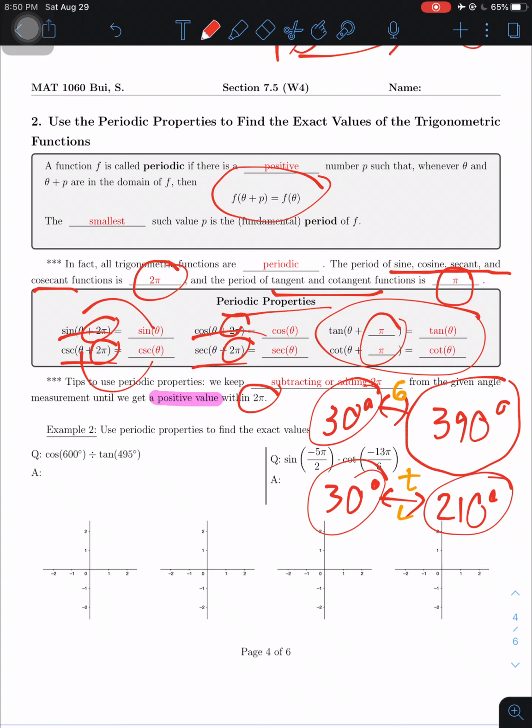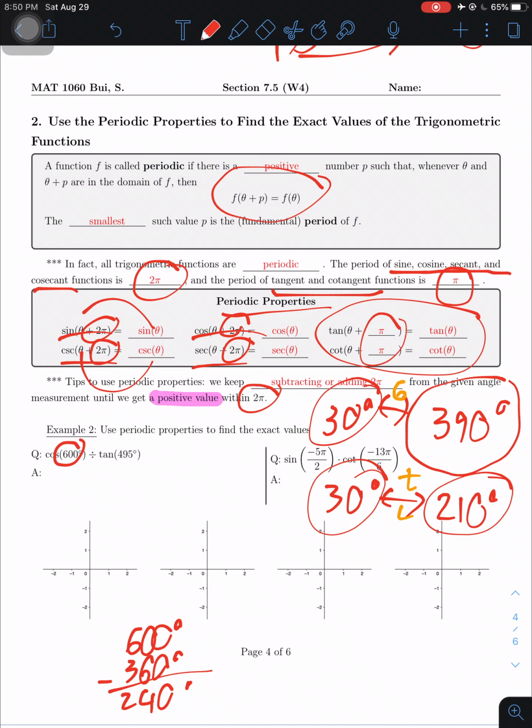First of all, we have 600. Like I said, this one is a big number, and I don't want to keep drawing it around. So let me just subtract it with 360, and let's see what I have in here. I'm going to get 240, right? And this number, 240, is less than 360, and it is also positive, right? So that's a good angle to me.